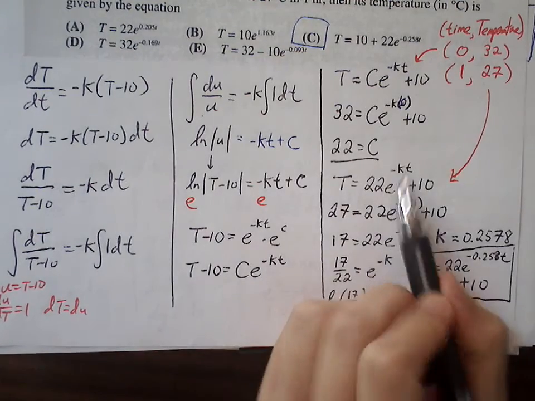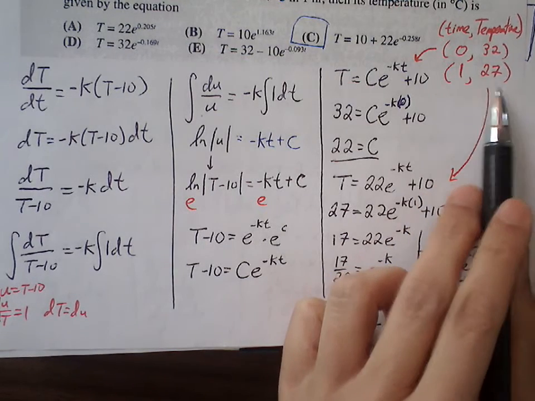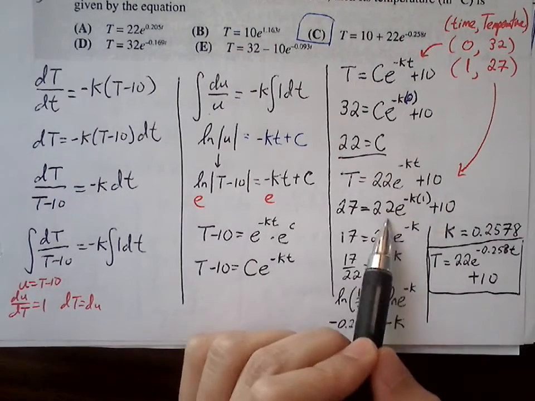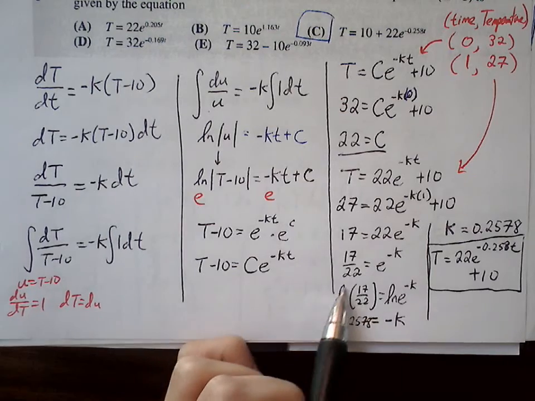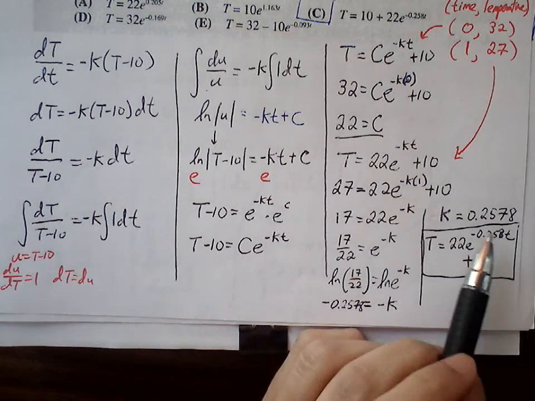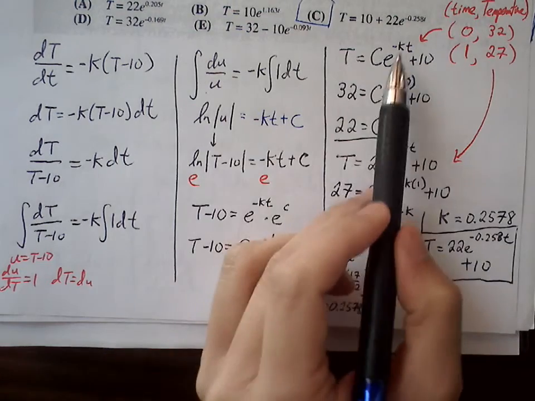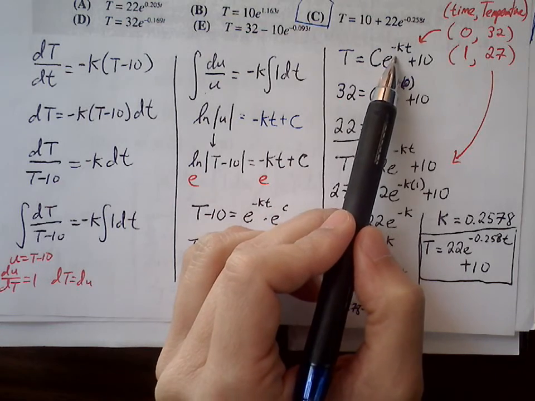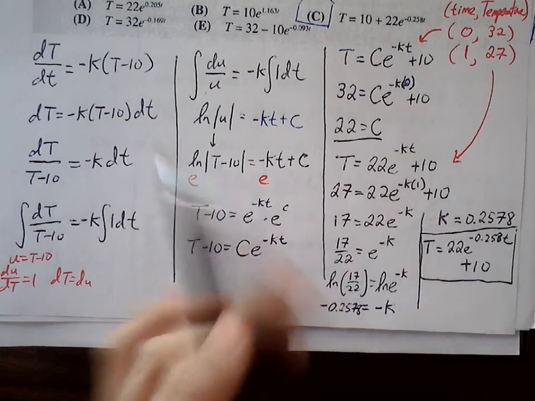Now we can solve for k. So let's use the second ordered pair that we have. 1 plugs in for lowercase t, for time. 27 plugs in for uppercase T, temperature. 27 is equal to 22 e to the negative k plus 10. Subtract 10 from both sides, divide both sides by 22. Take the natural log of both sides. Solve for k. k is equal to 0.2578. So now we can put k in our general equation. So we get T equals 22e to the negative 0.258t plus 10. Okay, so that's answer choice C.